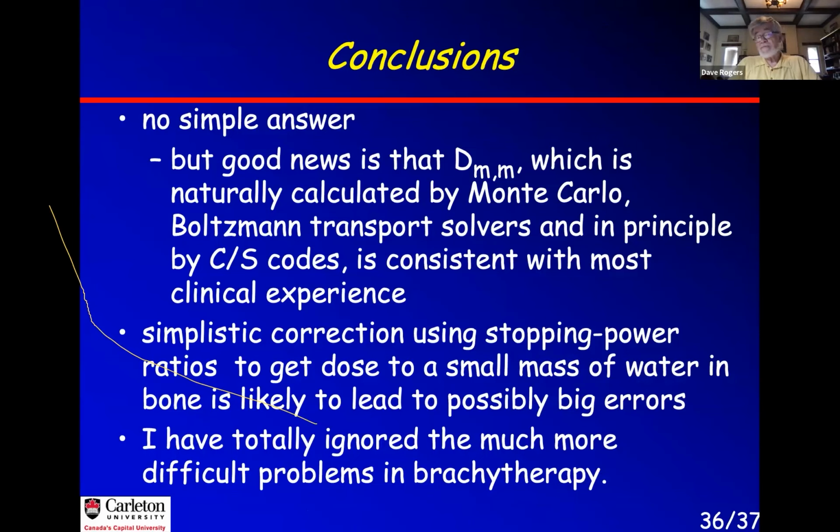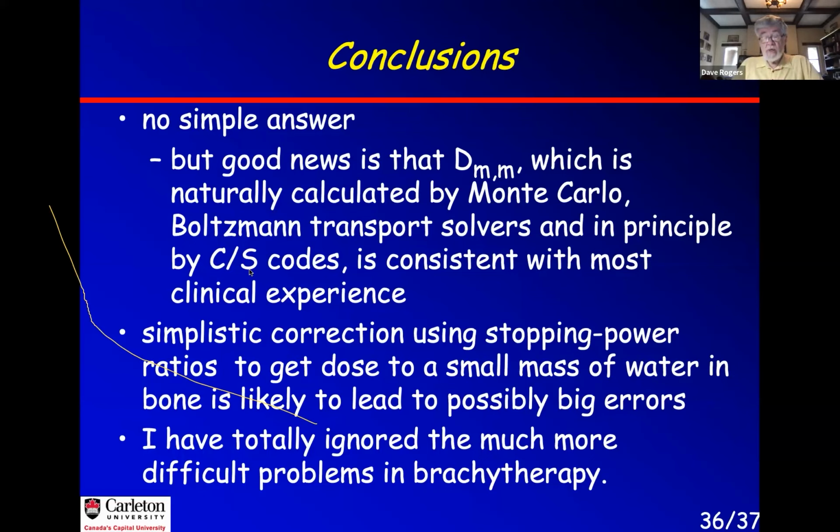Okay, so bottom line conclusions. First of all, not only have I probably confused you, but the answer is that there are no simple answers. The good news is that the dose to the medium, which is what is naturally calculated by Monte Carlo or by the Boltzmann transport solvers, and in principle by convolution superposition codes, is consistent with most clinical experience. So that's the good news. And a simplistic correction using stopping power ratios to get the dose to a small mass of water in bone is likely to lead to possibly big errors.